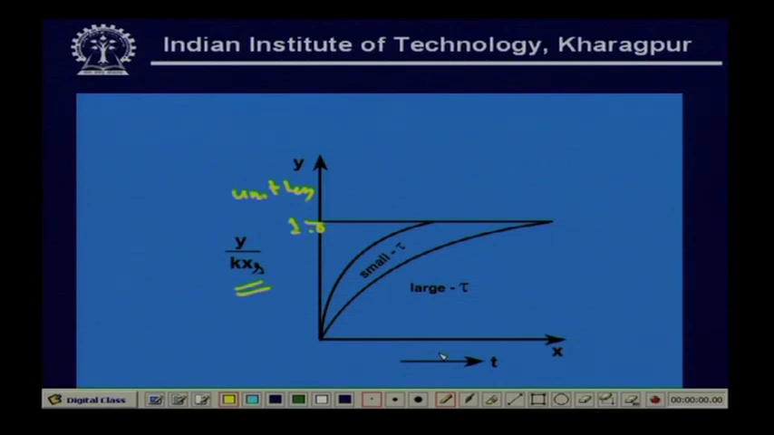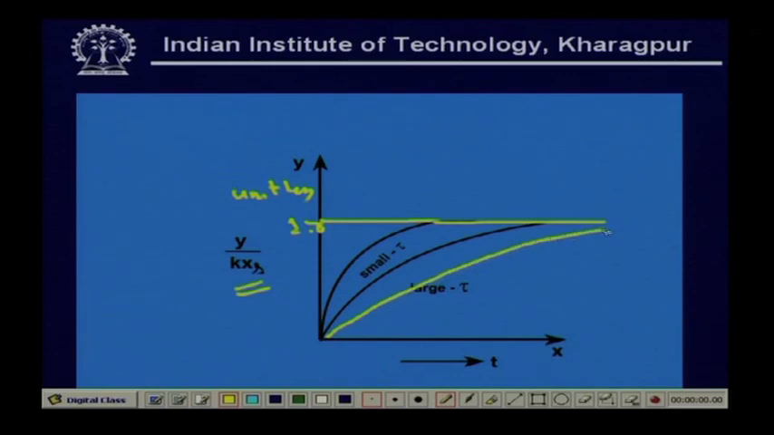As you can see, as I increase the value of tau, it takes longer and longer to reach the final steady state. This is our final steady state value. So as I increase the tau, I get more and more time. If I increase the tau still further, it will go like this.